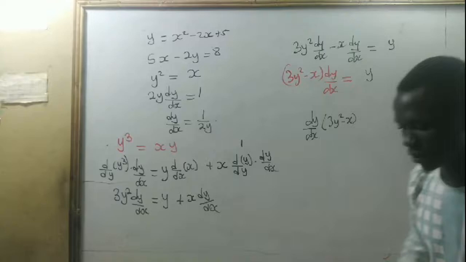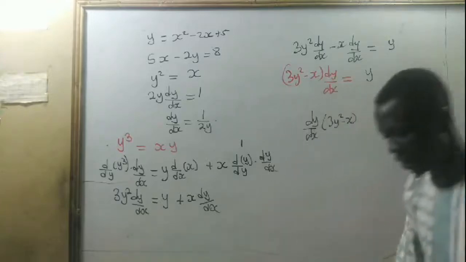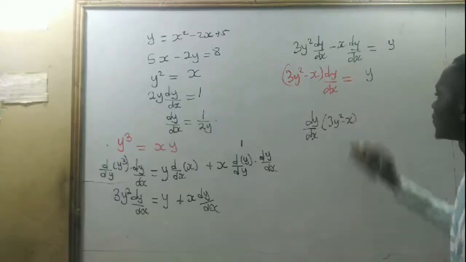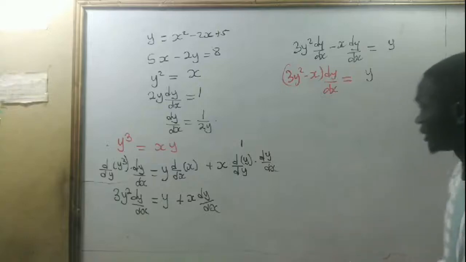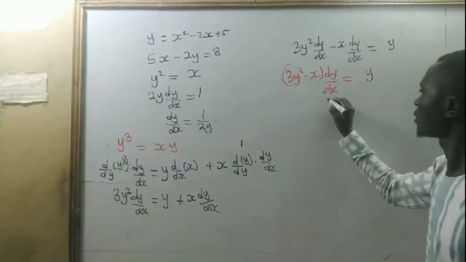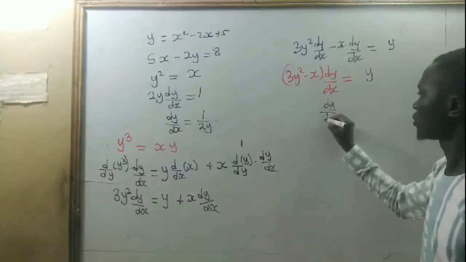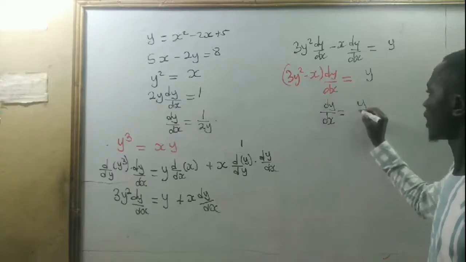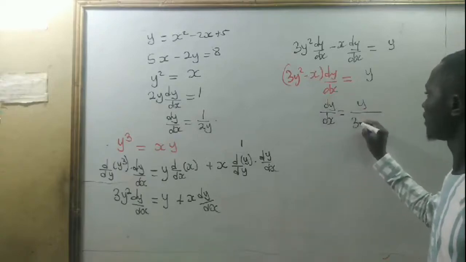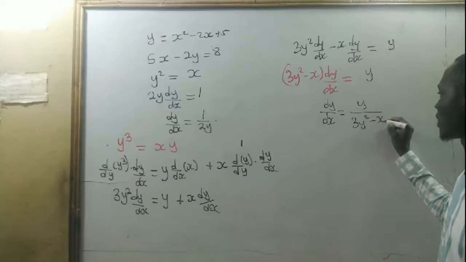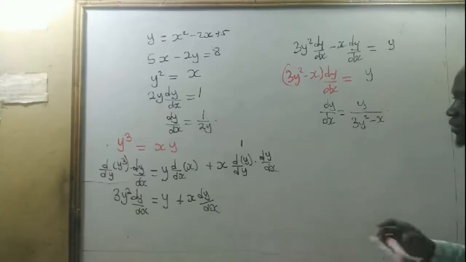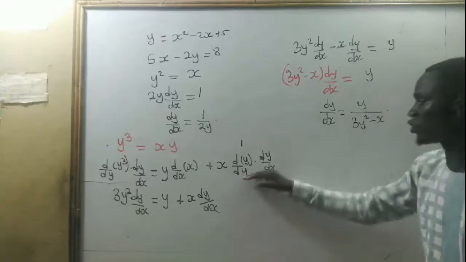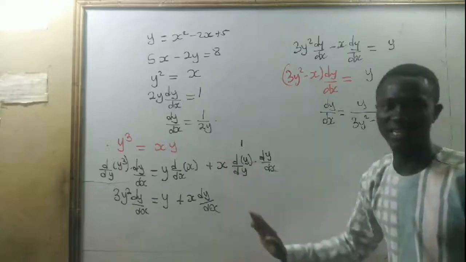Okay, so we are going to have the derivative of y with respect to x to be equal to y divided by 3y squared minus x as our final differentiation. So here we are not going to be proving again.